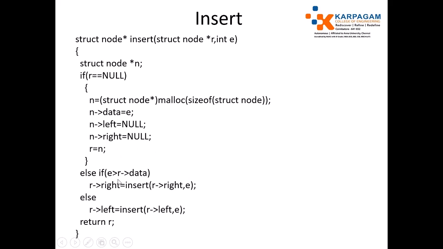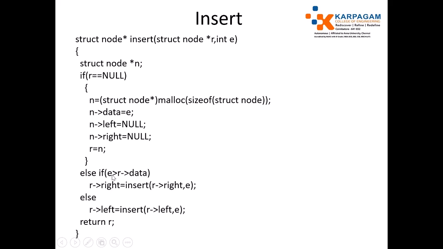If it is not empty, this condition will not work. It will go and check the element to be inserted with the root node data. If the element to be inserted is greater than the root node data, we need to move right. So you recursively call the insert function by passing the address of the right subtree and pass the element to be inserted. Okay, this function will return the address after inserting the element into the binary search tree and return to the root's right.